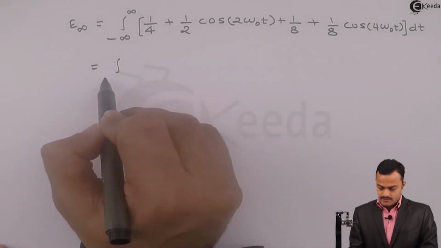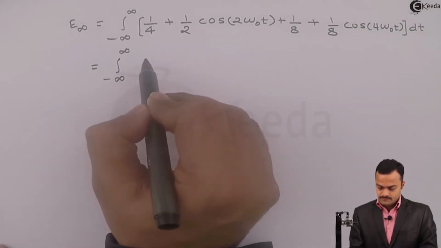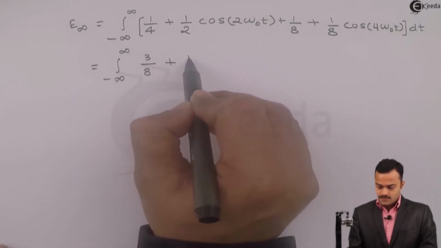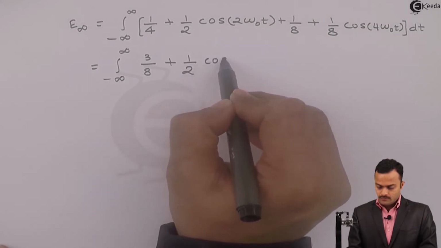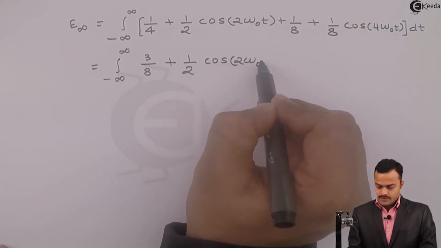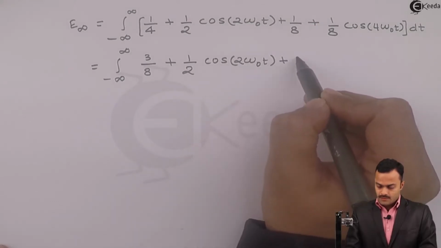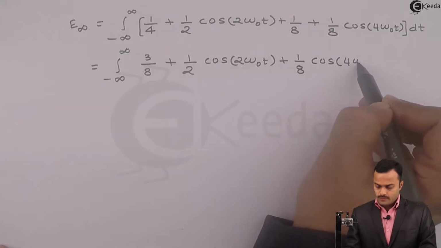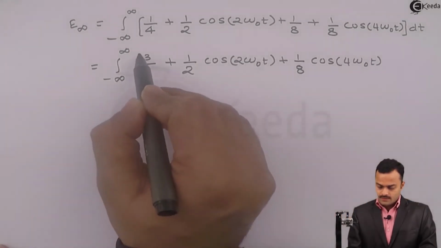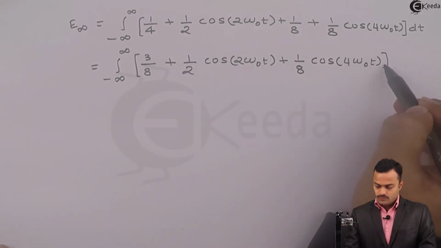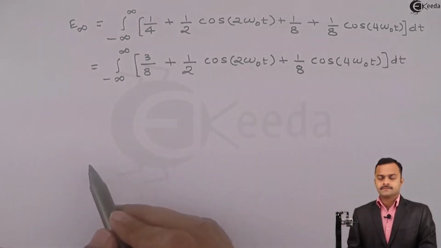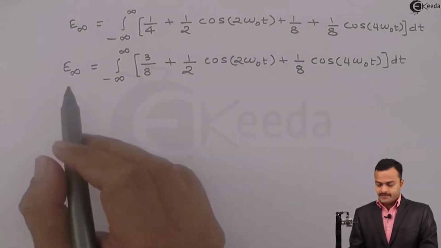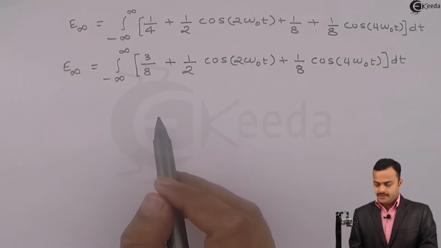So in the end, integral minus infinity to infinity, 3 by 8 plus 1 by 2 cos 2 omega 0 t plus 1 by 8 cos 4 omega 0 t, into dt. This is what I will get for E infinity.